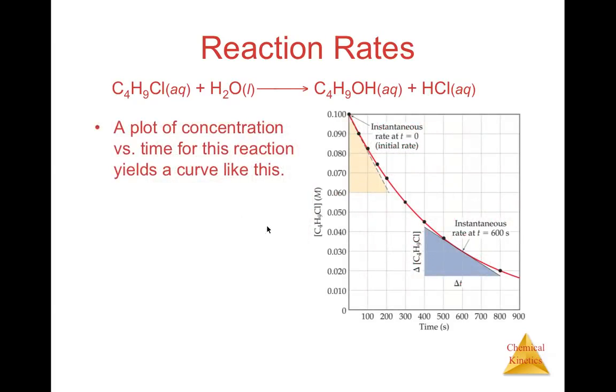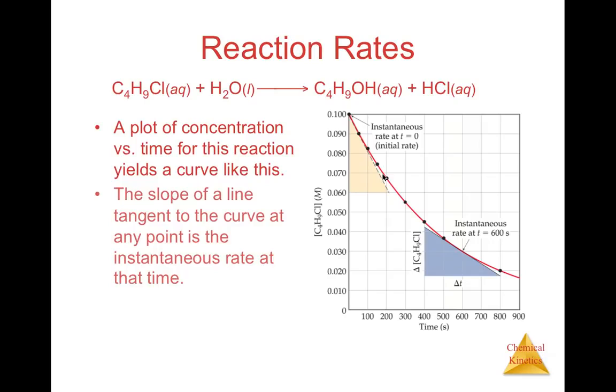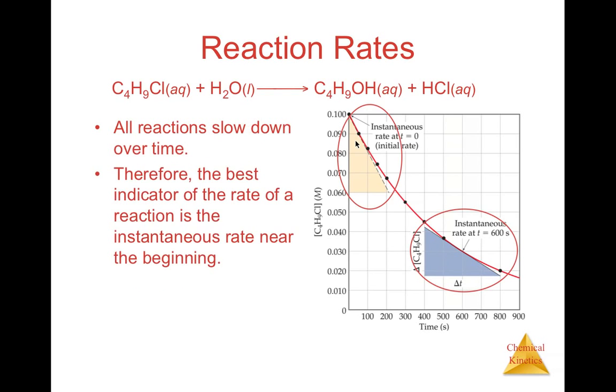Here's a graph of the reaction rate and a plot of concentration versus time for the reaction, and it yields a curve like this. You can see that concentration decreases as time goes along and is nonlinear. The slope of a line tangent to the curve at any point is the instantaneous rate. Notice that it's a point on the line, and then we draw a line tangent to that point. Find the slope of that line, and it's the instantaneous rate. Here, we're drawing a line that's tangent to the initial concentration. They call this the initial instantaneous rate, which we'll study in depth here in a moment.